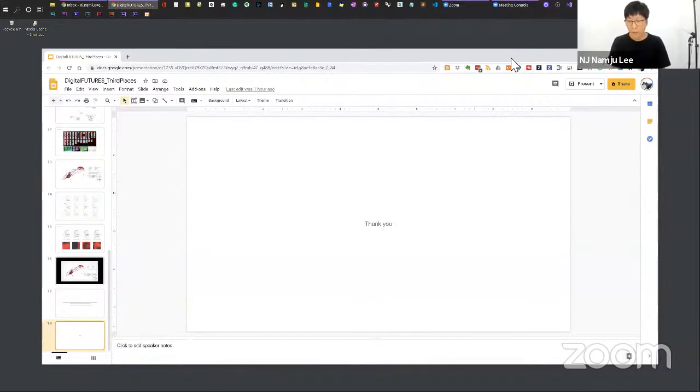Correct. Thank you for asking this question. The assumption of this project is that we rely on Google's third place data, which does not actually represent the real third place context in the city. And also, as you say, we have different cultures, and then there is this rapid pandemic.